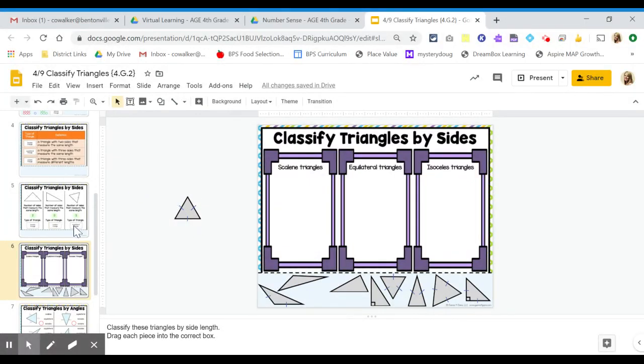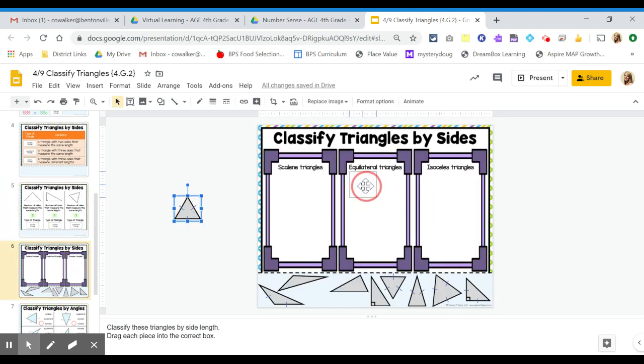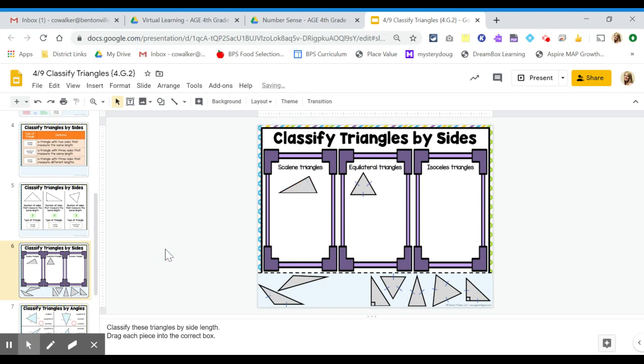So if we can't remember and we go back, this last one says number of sides, all of these sides right here measure the same length. And it told me that it was an equilateral triangle. So I'm going to move this one right under the equilateral one. Okay, if I bring this one over, what do you think? How many sides are equal? None. So if there are no sides that are equal, then which type of triangle is it? It will be scalene. That means all the sides are different.